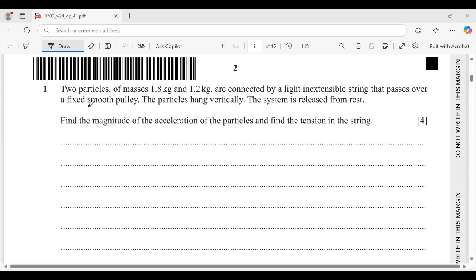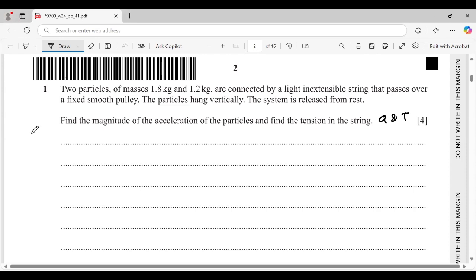Number one, two particles of masses 1.8 kilograms and 1.2 kilograms are connected by a light inextensible string that passes over a fixed smooth pulley. The particles hang vertically. The system is released from rest. Find the magnitude of the accelerations of the particles and find the tensions in the string. We're going to find acceleration, A, and tension, T.